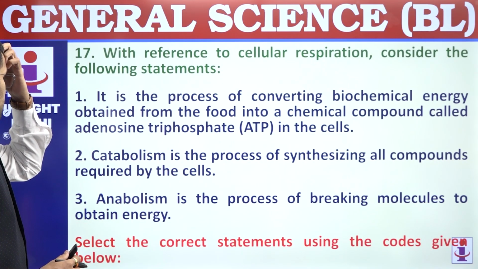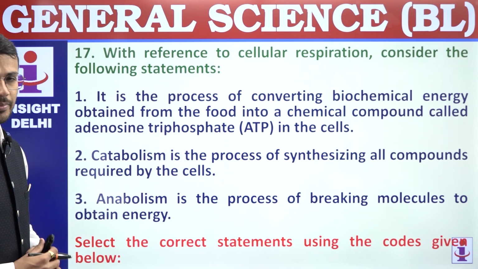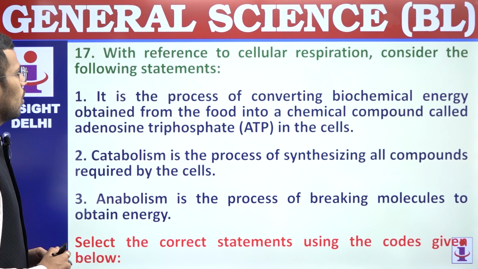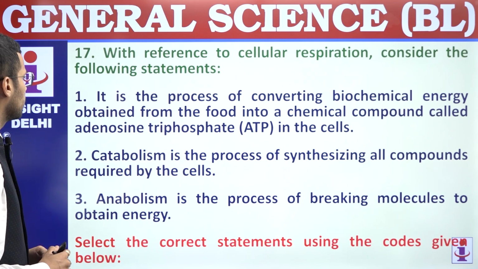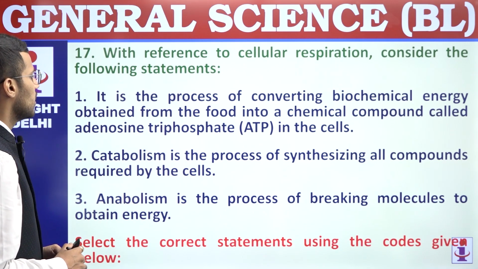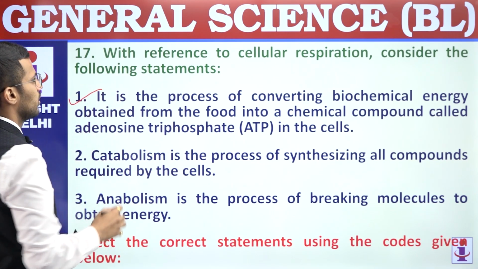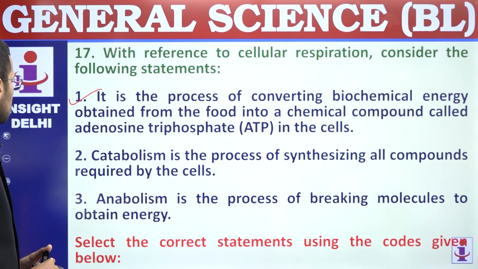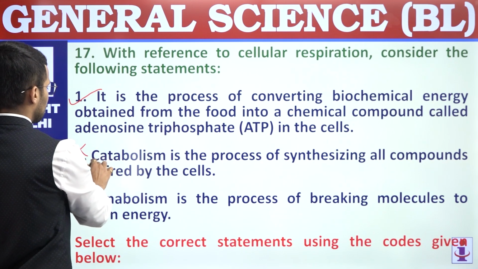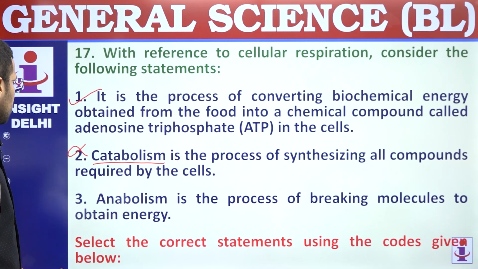Next. Question number 17. With reference to cellular respiration, consider the following statements. First, it is the process of converting biochemical energy obtained from the food into a chemical compound called adenosine triphosphate, ATP, in the cells. So very basic statement related to cellular respiration, correct statement. Second, catabolism is the process of synthesizing all compounds required by the cell. This is incorrect. Catabolism is the process of breaking of molecules. So second statement is incorrect.